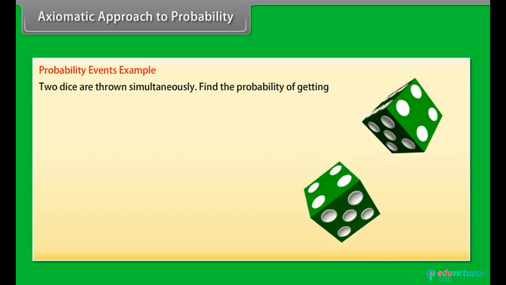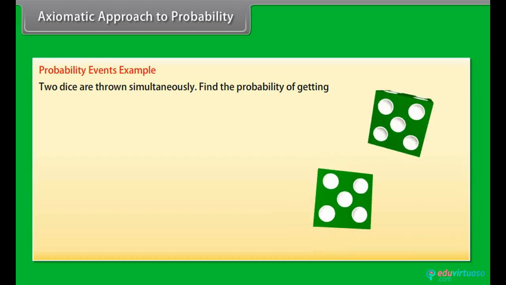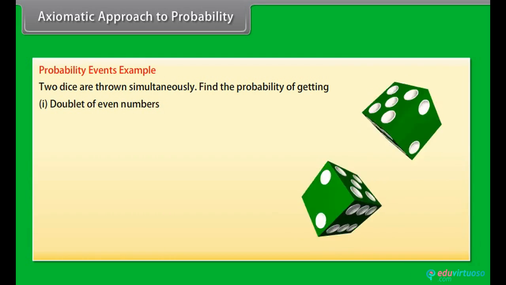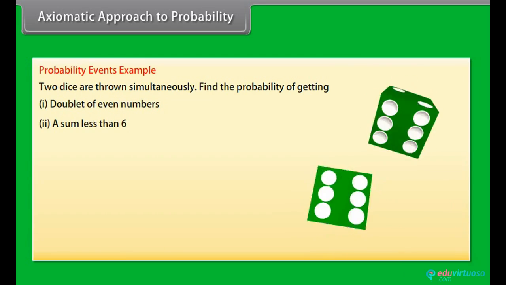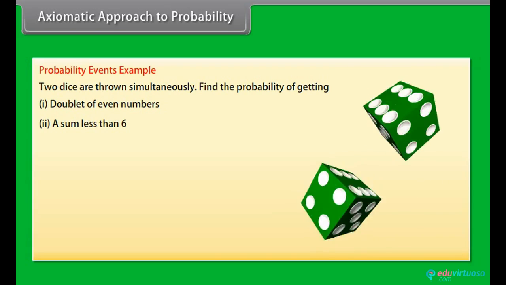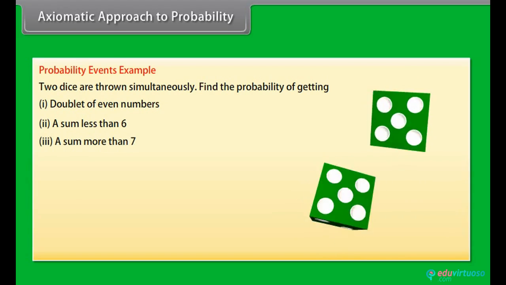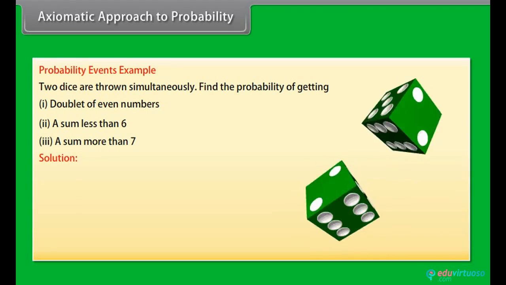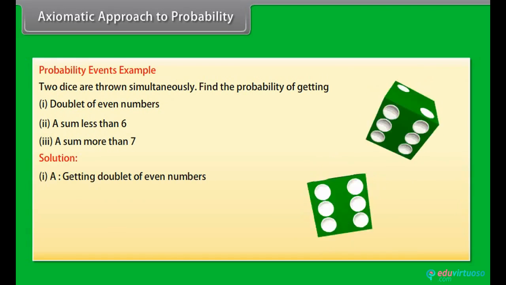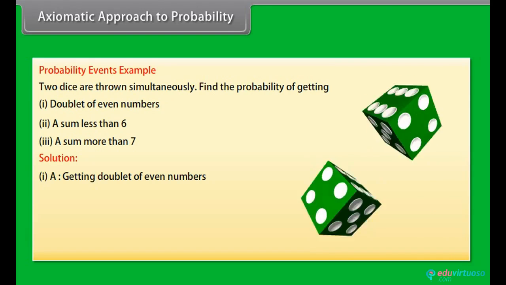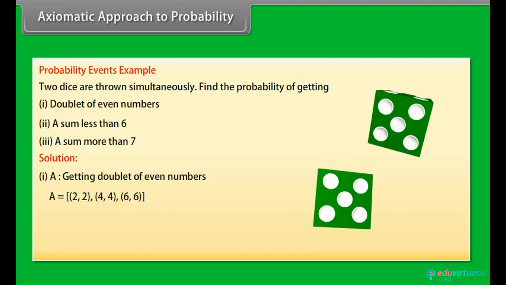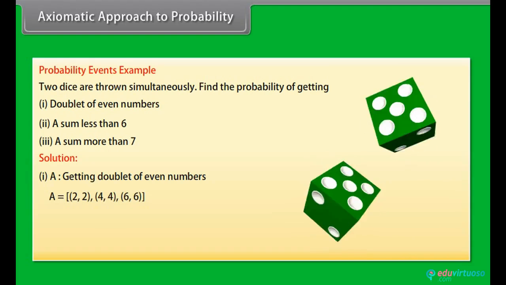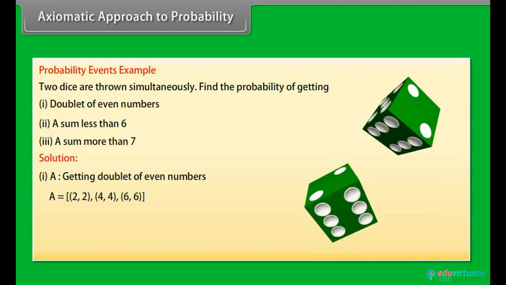Probability of events. Let's have an example for better understanding. 2 dice are thrown simultaneously. Find the probability of getting 1. A doublet of even numbers. 2. A sum less than 6. 3. A sum more than 7. Solution. 1. A: getting doublets of even numbers. A = {(2,2), (4,4), (6,6)}.